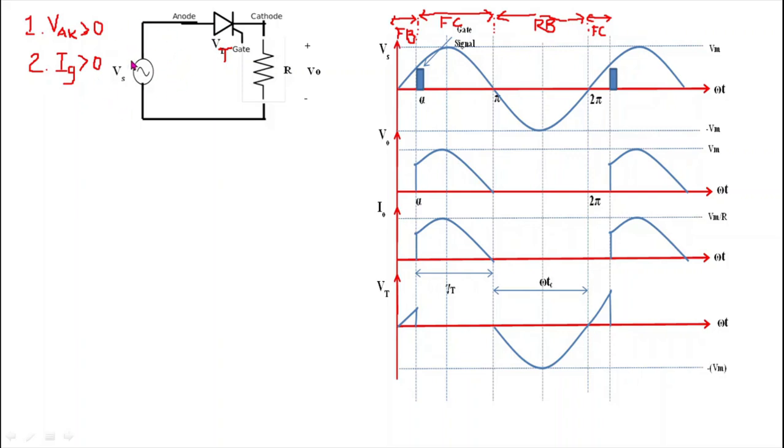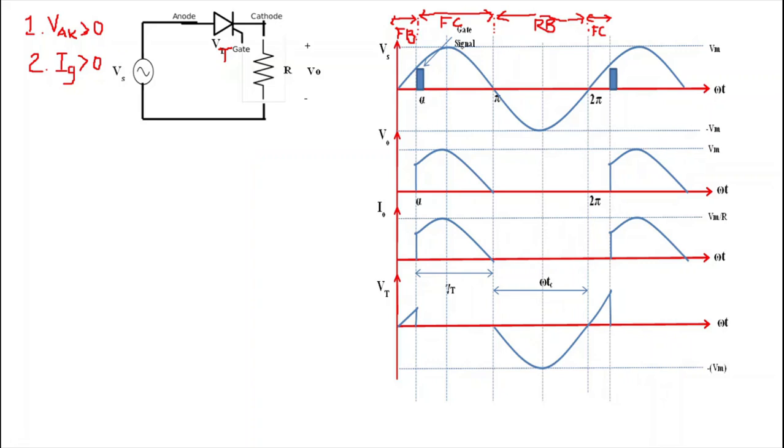Before starting the circuit operation, I would like to revise some important concepts regarding the thyristor. You must know that there are two necessary conditions to turn on the thyristor. The first condition is that the anode to cathode voltage must be greater than 0, or we can say VAK must be greater than 0. The second important condition is that the gate current must be greater than 0. When these two conditions are simultaneously satisfied, the thyristor gets turned on.